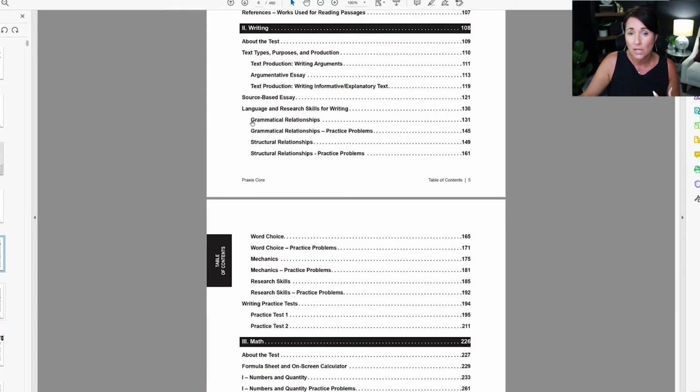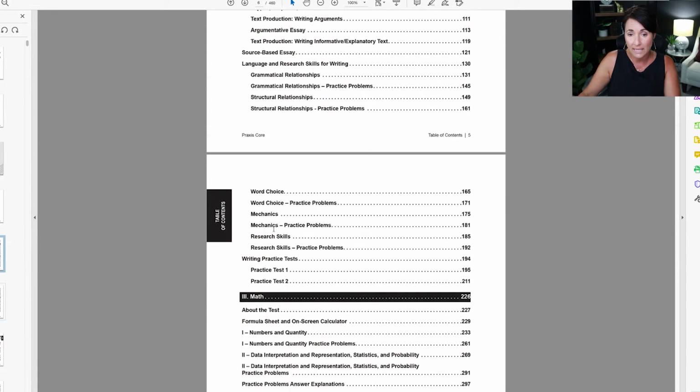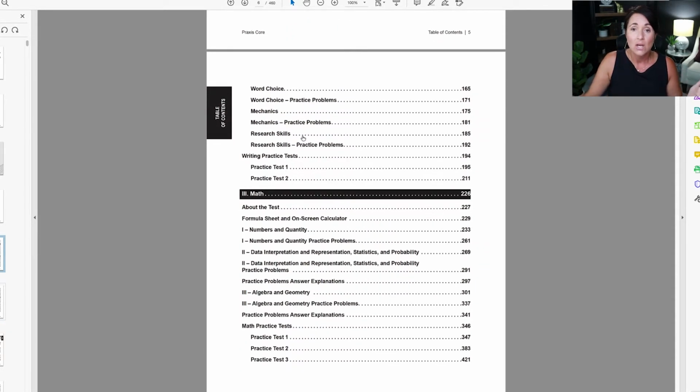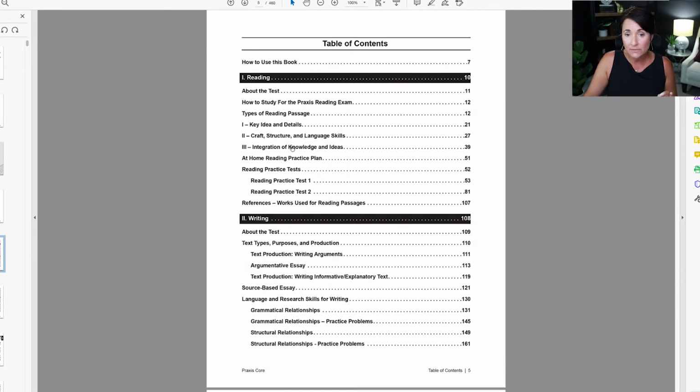The same goes for writing. In the multiple choice section, look here, we have grammatical relationships, and then we have practice problems just for grammatical relationships. Then structural, just problems for structural, then word choice, mechanics, and then research skills, all the same thing, practice problems that are just for that. And then we have 2 full practice tests here. So you're talking hundreds of practice problems, all right? And then reading's a little bit different because they're reading passages, not just random problems. We have 2 full reading practice tests here, and I'm going to talk more about how you can do that.